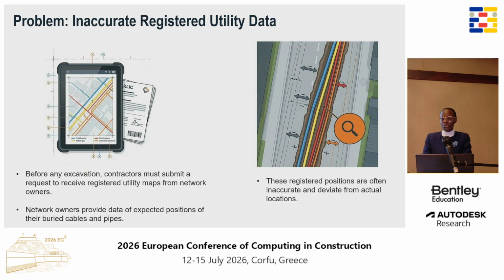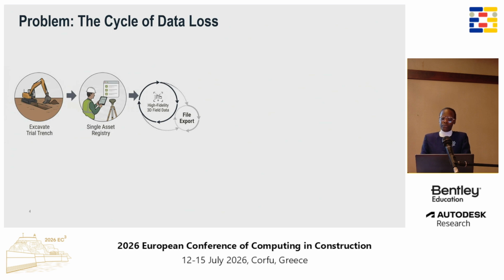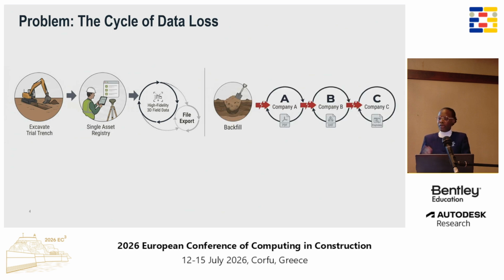Now, for contractors to avoid this, they dig trial trenches to deal with the uncertainty about the pipes and cables that are there. During this process, they capture what they find, sometimes using surveying equipment that produces high-quality 3D data, and then they register the findings individually. Every contractor registers their own asset register, and then they export it in whatever proprietary format and backfill.